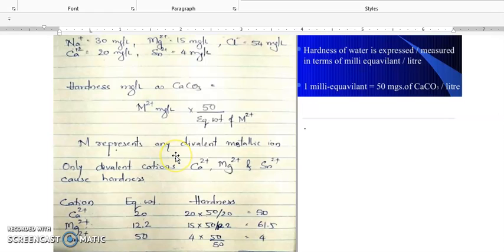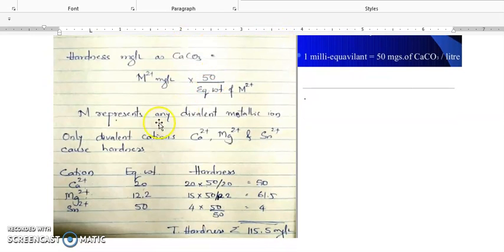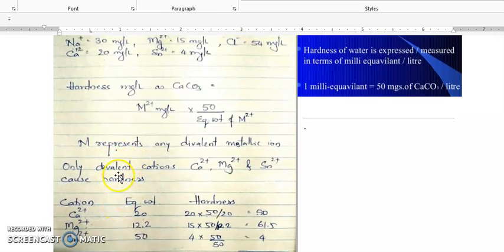Now one thing you have to remember, which I have already mentioned earlier also, only divalent cations are going to cause hardness. Out of these 5, we have only 3 divalent cations, so we have to consider only these 3, those having 2 valency. So Ca plus 2, Mg plus 2, Sn plus 2. The other 2 you are not going to use, only these 3. Only divalent cations are used for calculating the hardness because they are going to cause the hardness.